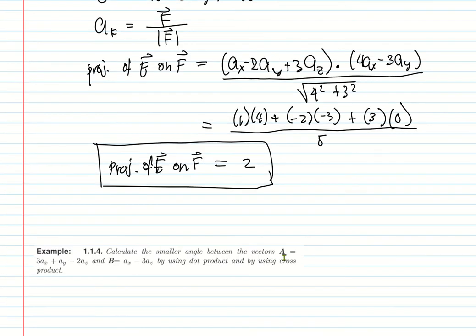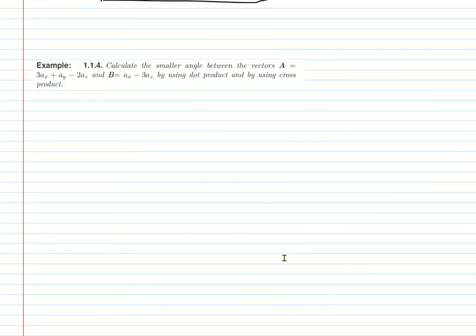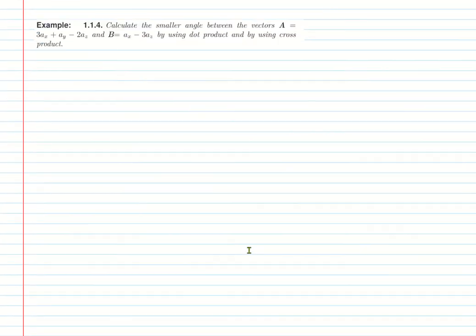Next, this will be our last example. For our last example, calculate the smaller angle between the vectors A, which is equal to 3ax plus ay minus 2az, and another vector B, which is equal to ax minus 3az, by using the dot product and by using the cross product. So we use the two. Let's start first using the dot product.